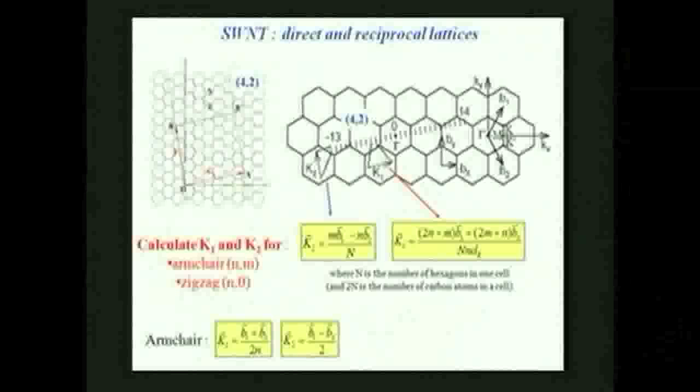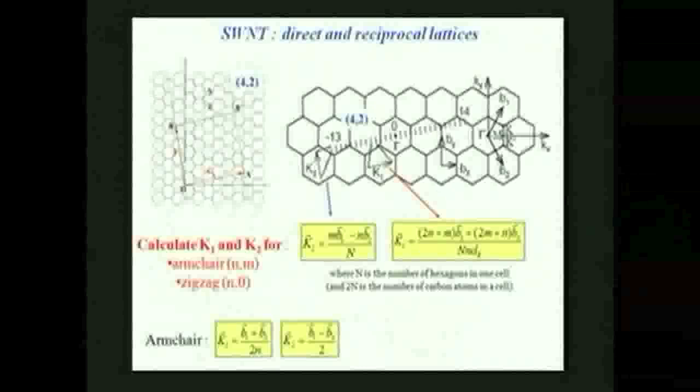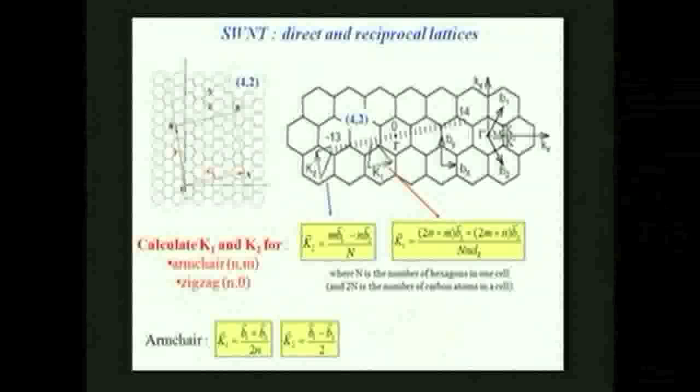For all armchair nanotubes, the first unit vector in the reciprocal lattice is defined like b1 plus b2 divided by n. Same thing for the second: at the numerator, big N is equal to 2 small n, so n divided by 2n gives you a number 2 at the denominator. And this is the simple expression of the second unit vector in the reciprocal lattice for armchair nanotubes.